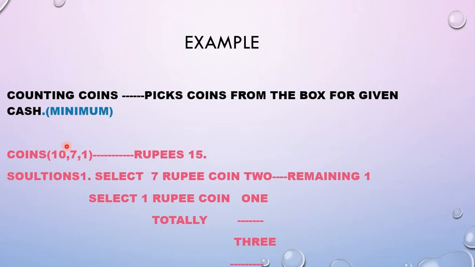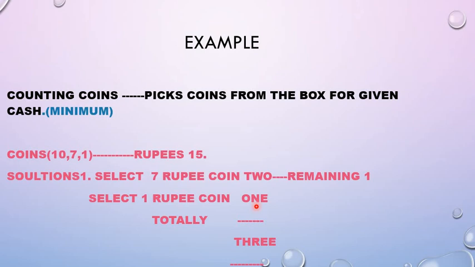Even though we miss the 10 and pick 7, what will happen? How many 7s can be placed inside the 15? Two 7 rupee coins can be placed inside the 15. So I am taking two 7 rupee coins. The remaining is 1, so I pick up a 1 rupee coin from the box. How many coins can I take? Only 1. So totally how many coins will I have in my hand? 3 coins I will have in my hand.